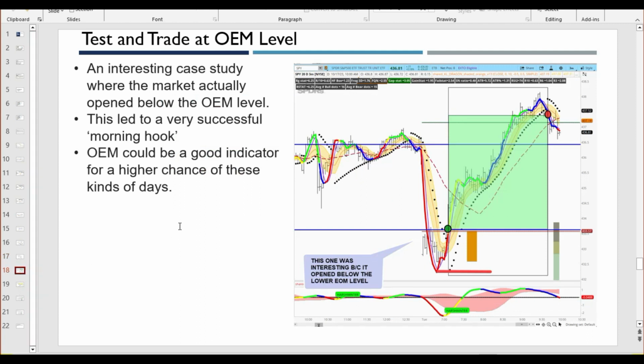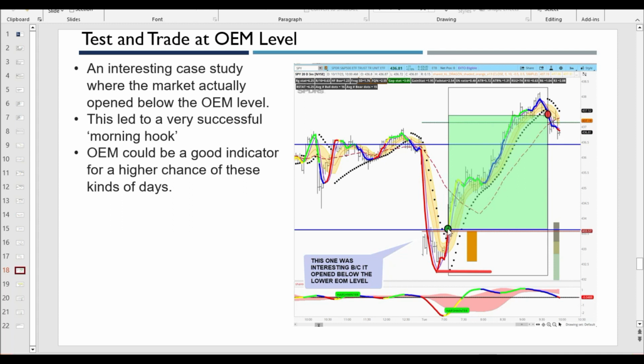This is another example of the possibilities of when it works really well, what it can look like. This was an interesting case study as well, because this horizontal red line was the OEM level. It was also the low of day from yesterday. And so what happened on this day is the market actually opened below the OEM level, and the follow through is that it led to a really successful morning hook. If we see the close here, the big gap down, and then it had a really nice morning hook kind of day where it just rallied, past even this level, for just a real simple trade.